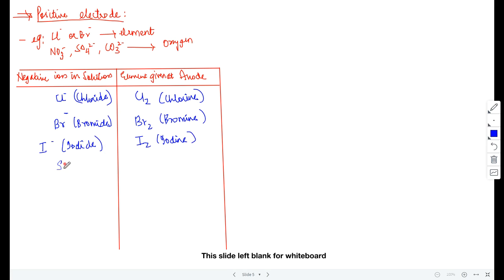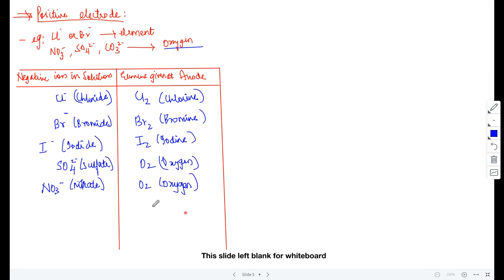Let's suppose it is SO4 2 minus, which is sulfate. So what will be present here? Oxygen, right? If I take another ion solution, let's say nitrate, NO3 minus, then again we have oxygen. So you understand the negative ion present and the element which is given out.